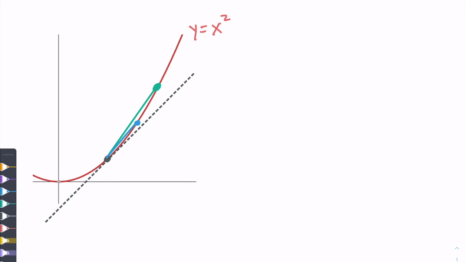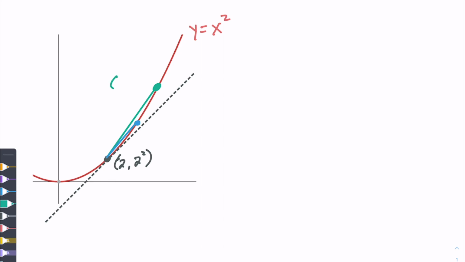So let's look at a couple examples and see how we might be able to find the slope at this specific spot. Let's say this is the coordinate of 2, and if we've got x squared, then this would be 2 squared. So this point we know is going to be (2, 4), because 2 squared, of course, is 4.